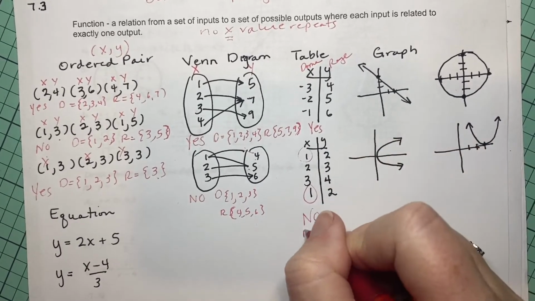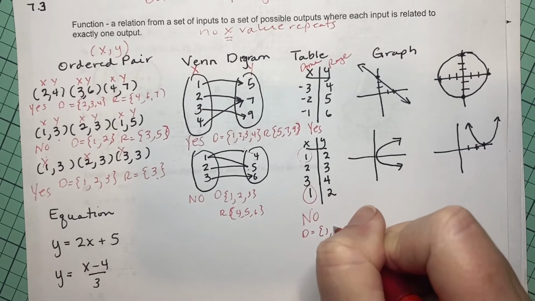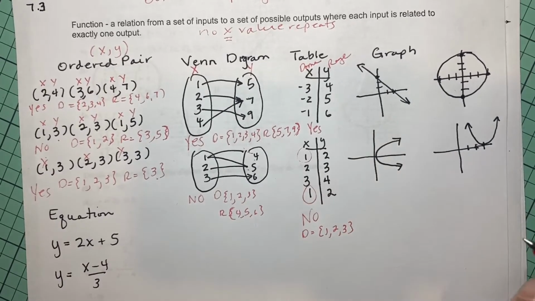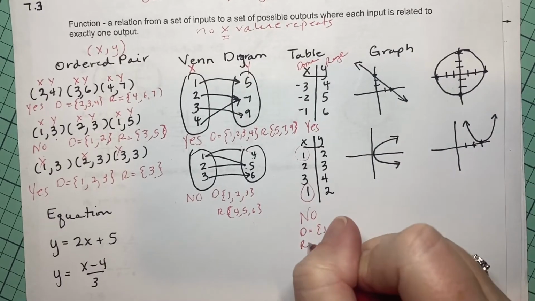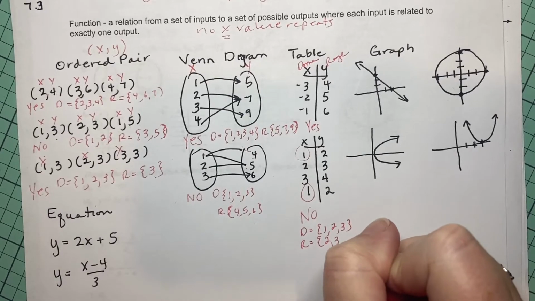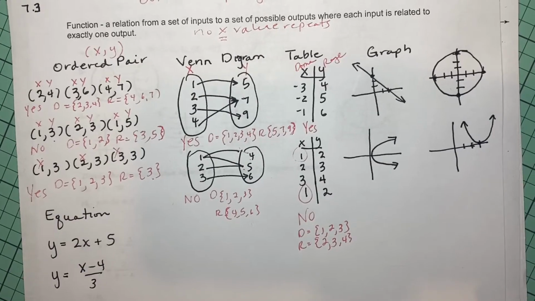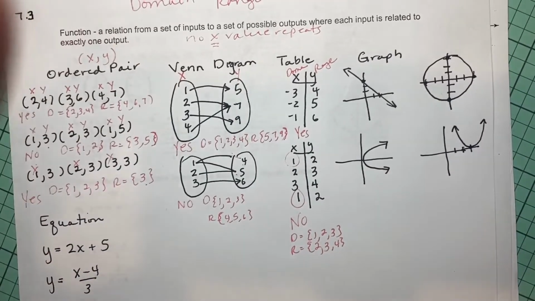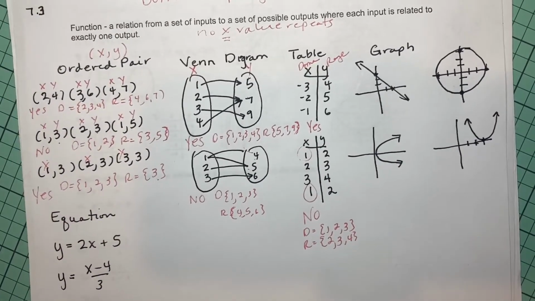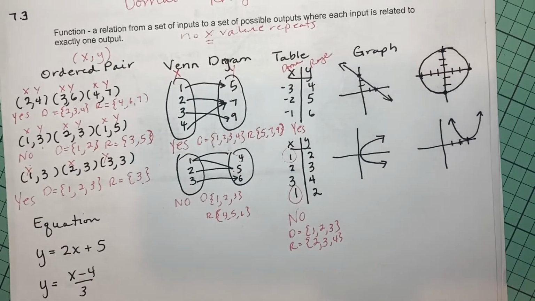And the domain, I'll go and write this one out. The domain is 1, 2, 3. You don't have to write that 3 twice. And the range is 2, 3, and 4. And again, you don't have to repeat that 2. So I know those little bracket lines are hard to draw. I shook the table. Just do a little squiggly line if you have to.